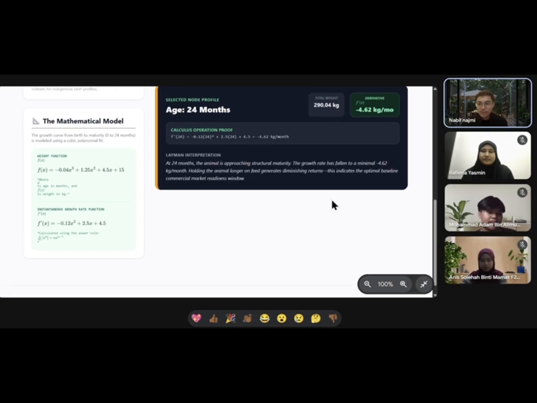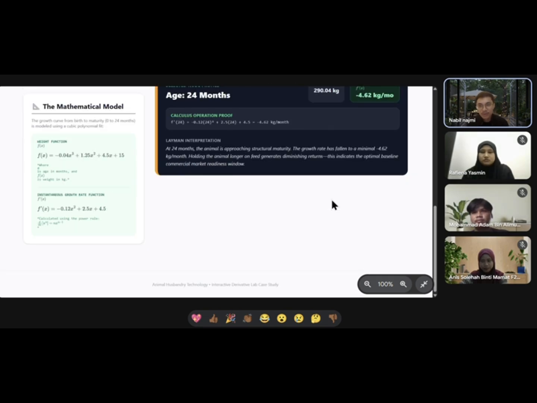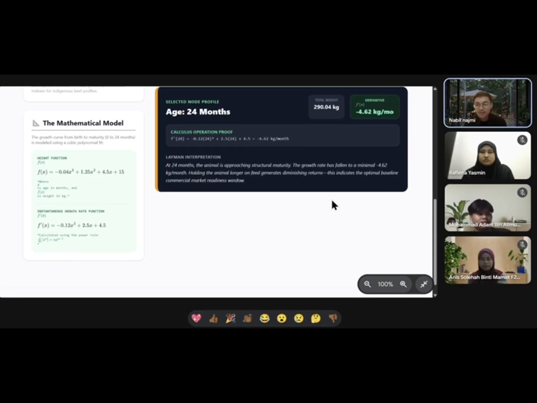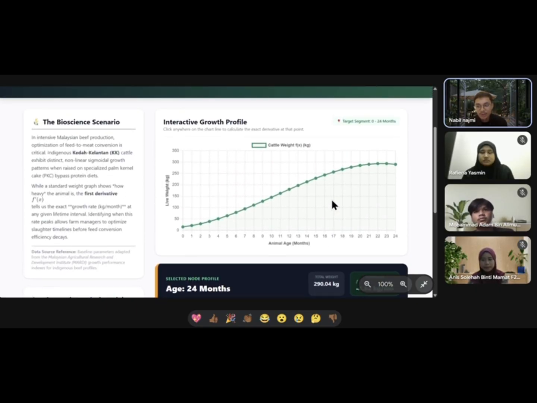The study also shows that palm kernel cake, which is known as PKC, helps a lot in the improvement of growth performance and weight gain in the Kedah-Kelantan cattle. One of the suggestions to improve this HTML model is that we can add automatic markers on the graph to indicate the point of maximum growth. This would make the data easier to understand and interpret.